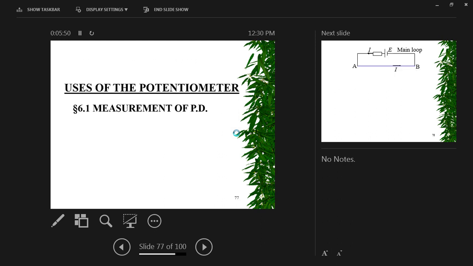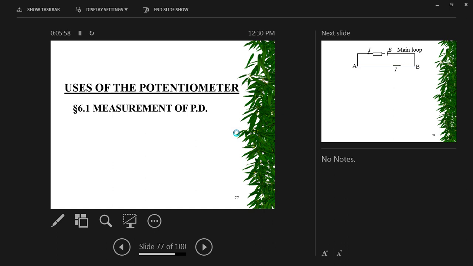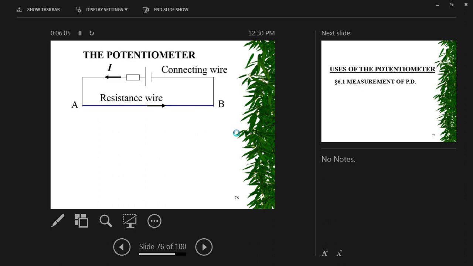One of the very basic uses of this potentiometer circuit, which is just a resistance wire, right? Nothing very difficult. You can use this to measure an unknown PD source. This looks ridiculously simple, right?